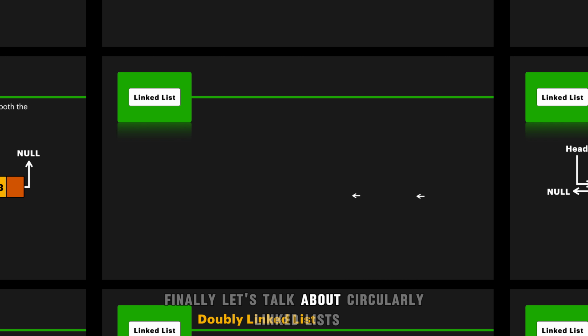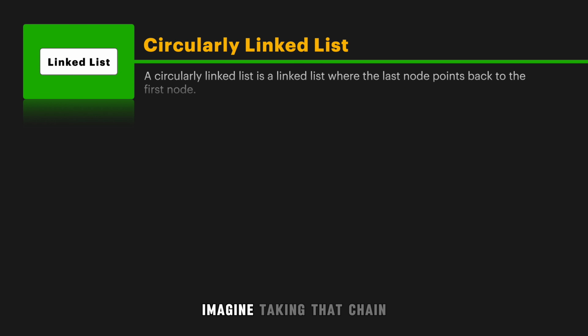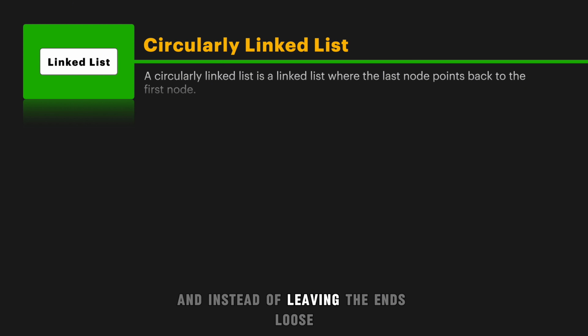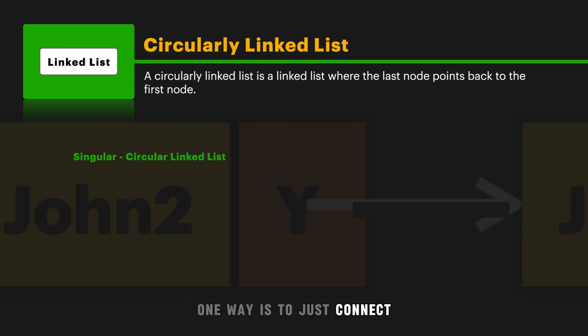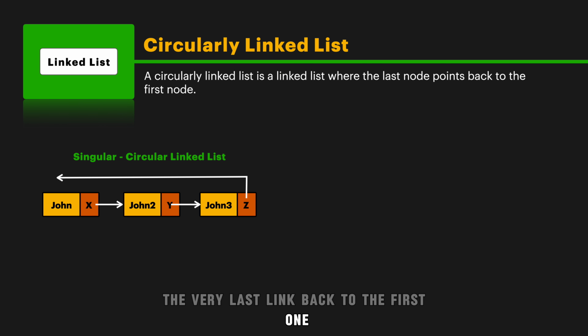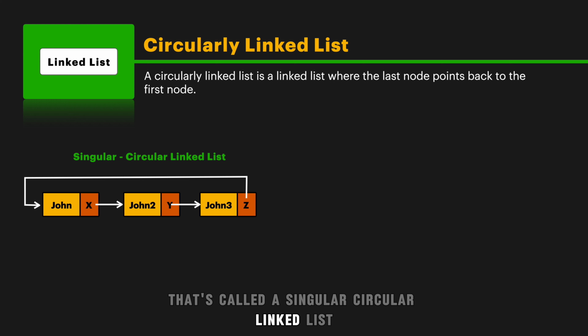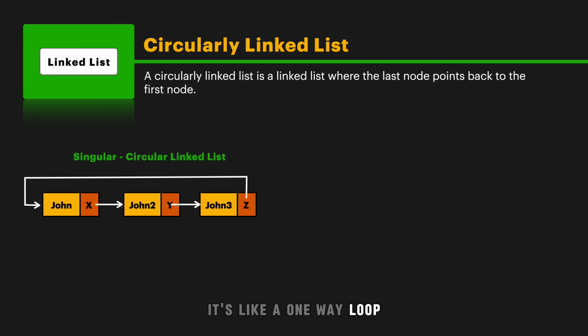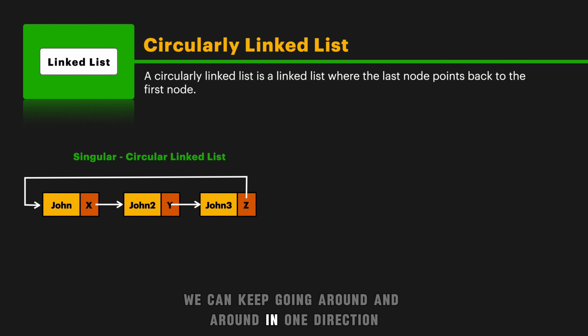Finally, let's talk about circularly linked lists. Imagine taking that chain and instead of leaving the ends loose, we connect the last link back to the first one. That's what we call a circularly linked list. It forms a circle. There are 2 ways we can make this circle. One way is to just connect the very last link back to the first one. That's called a singular circular linked list.